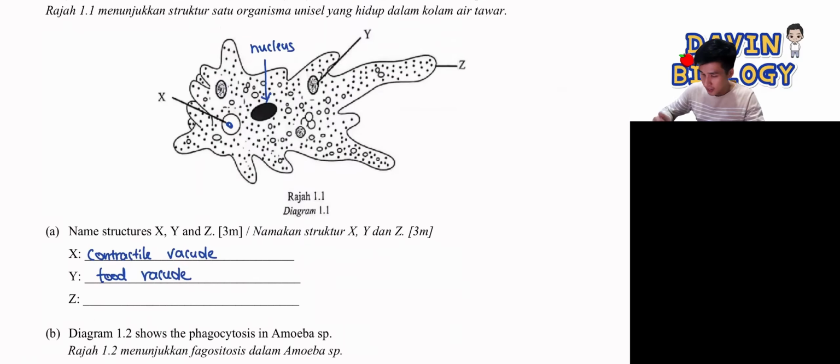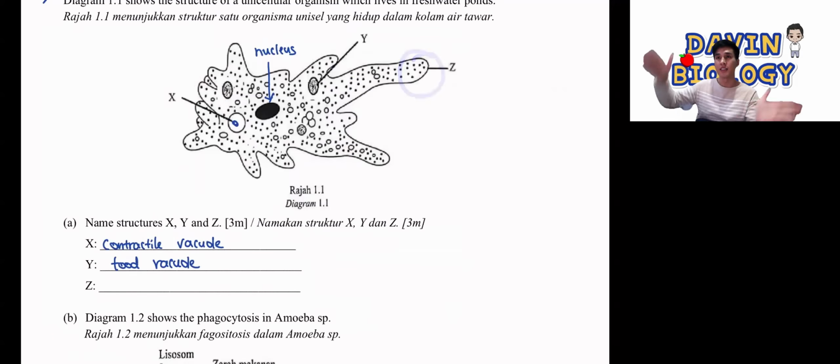And Z, their arms. So this is the most unique feature of the amoeba. That's how to differentiate. I got teach you all before. Food means got thing inside one. Empty one is water, is contractile vacuole.